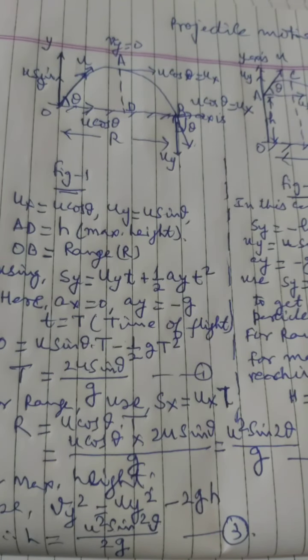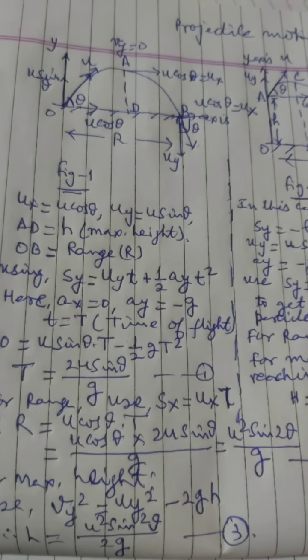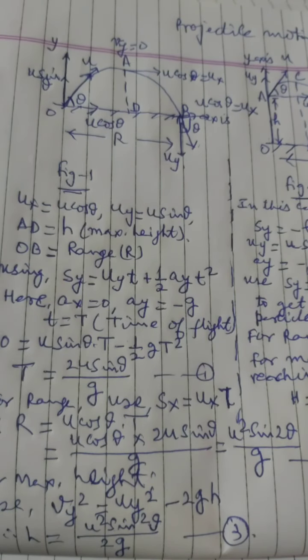What is projectile motion? The motion of a particle or body or point object in two dimensions when thrown obliquely, that is neither at 0 degree angle nor at 90-degree angle, in the Earth's gravitational field, it makes projectile motion.